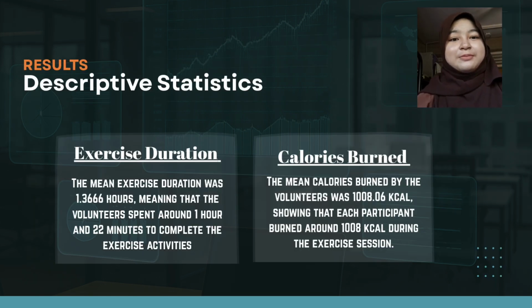For descriptive statistics, there are two main points. The first one is exercise duration. The mean exercise duration was 1.3666 hours, meaning that the volunteers spent around 1 hour and 22 minutes to complete the exercise activities. Next, we have calories burned. The mean calories burned by the volunteers was 1008.06 kilocalories, showing that each participant burned around 1008 kilocalories during the exercise session.